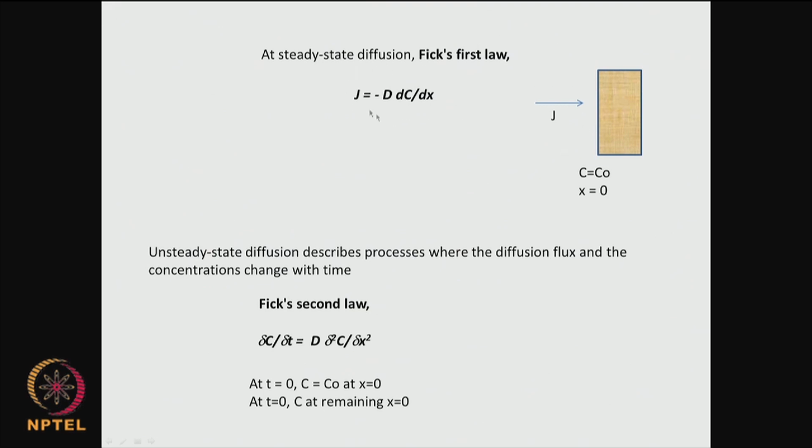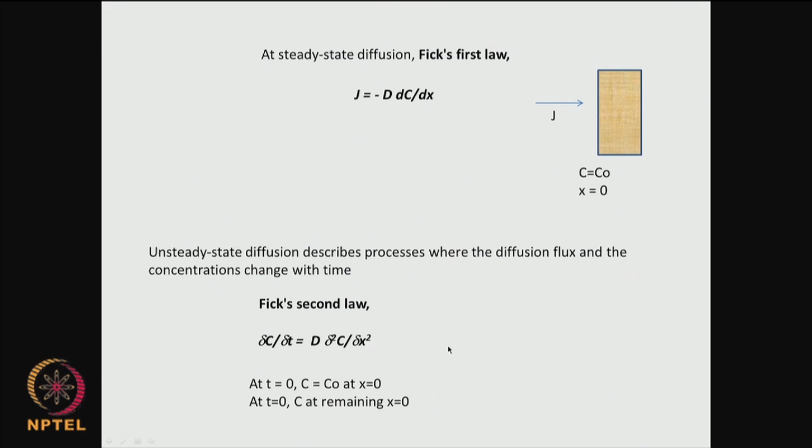Now, this is at steady state. You can also have an unsteady state diffusion, where the diffusion flux and the concentration change with time also. So, we need to bring in the factor of time here. Once we do, it becomes a partial differential equation: delta C by delta T, where T is your time, is equal to D times d square C by dx square. So, we are considering only one dimension x.